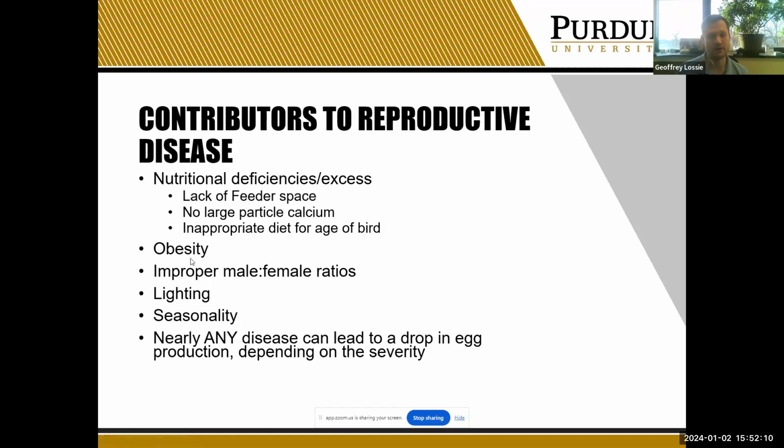Obesity is another really common issue in backyard birds, particularly with folks feeding mealworms and sunflower seeds. Obesity has a lot to do with lipid dynamics throughout the body, and that has a lot to do with the reproductive tract. Obese birds have difficulty laying eggs. They oftentimes will have double ovulation, which can lead to double-yolked eggs or internal layers. So obesity is not a friend of a laying hen. And then finally, improper male to female ratios.